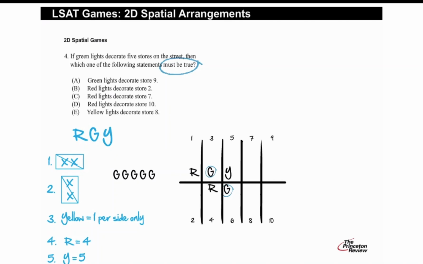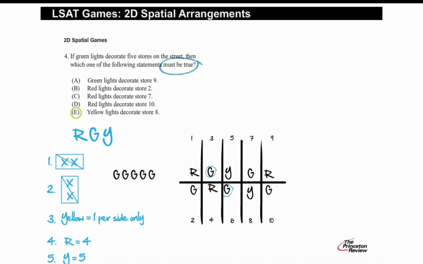That forces one of them into slot 2, and since there can never be green in slot 8, the other 2 G's must go into slots 10 and 7. Store 9 can never be yellow, and now with green in 7, 9 can't be green, so store 9 must be red. Finally, think about clue 3. There must be a yellow light on the south side, and the only slot left is 8. Every slot is defined. Now find an answer choice that matches the diagram, which gives you E. Yellow lights decorate store 8.